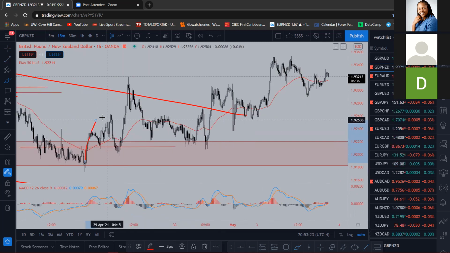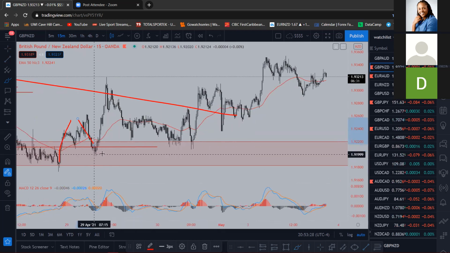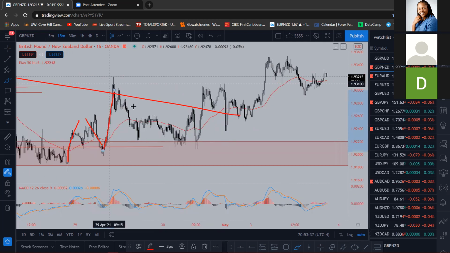It came back, created a pin bar, engulfing candle also, and we went up. But it was not a complete move. Price came back again, back in the area again.